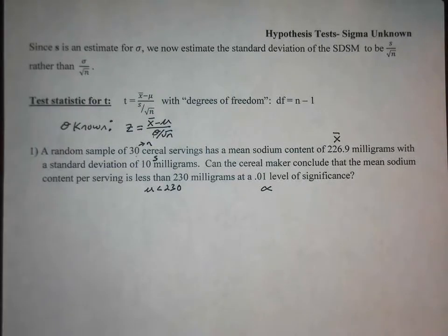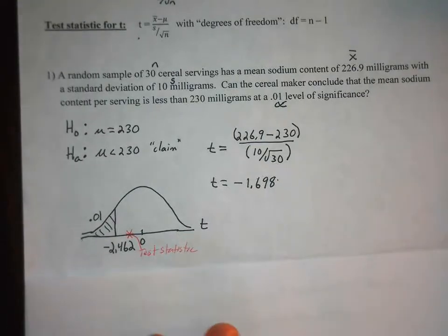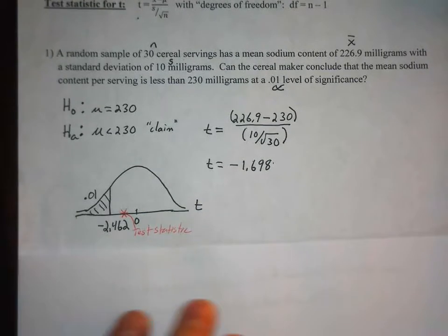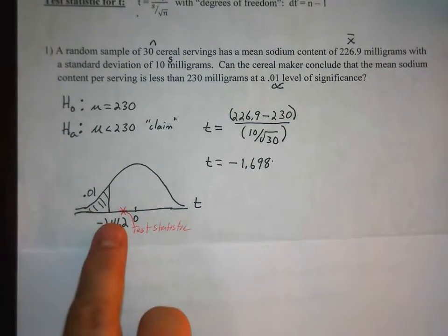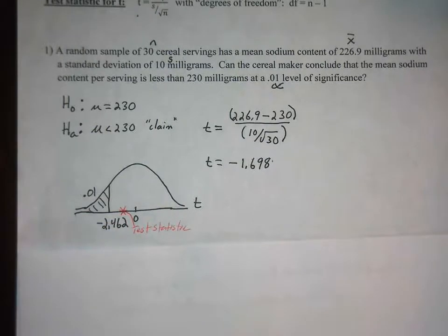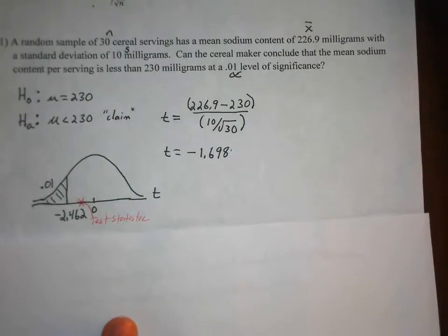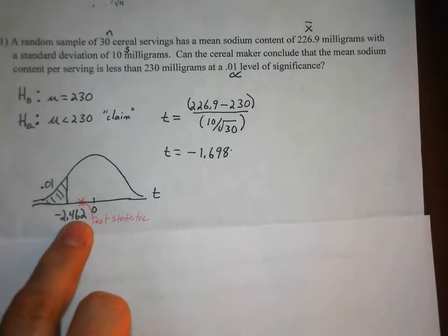Okay, so I'm just going to show the answer here and I'll explain part of what I wrote. When you write the hypotheses, we've done that before. You set up your rejection region. Now the only difference is we're using t instead of z because we have the sample standard deviation. So you can see negative 2.462. Now where does that come from?